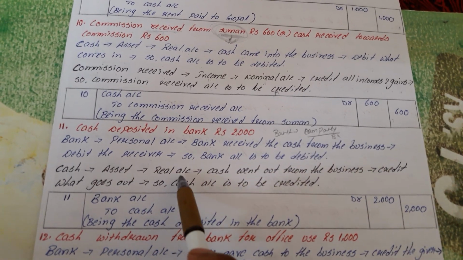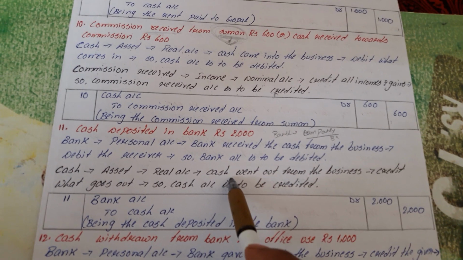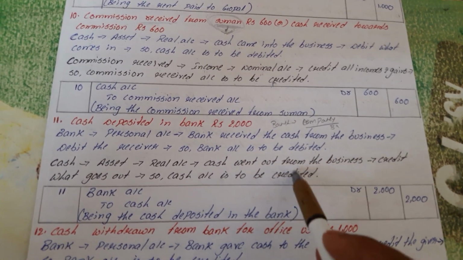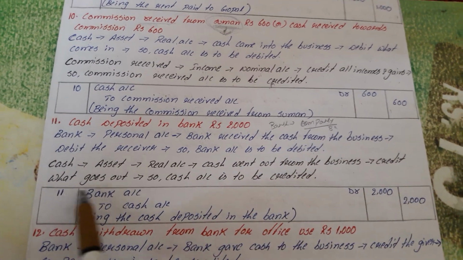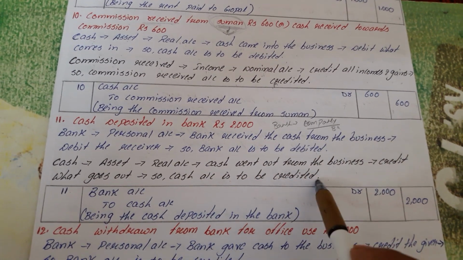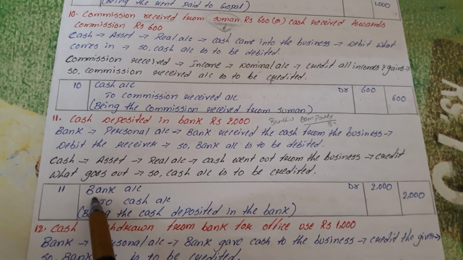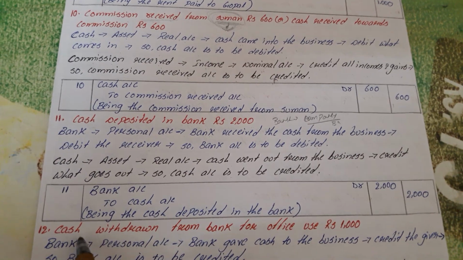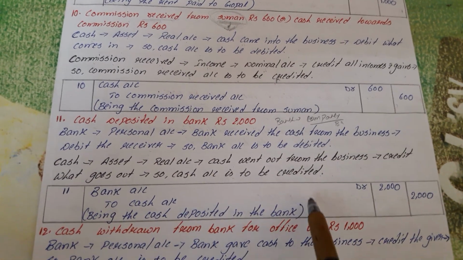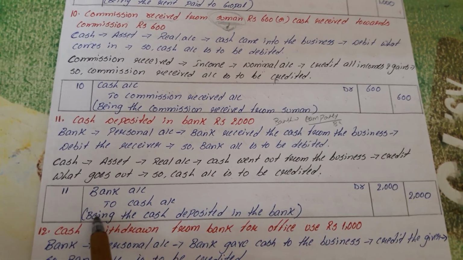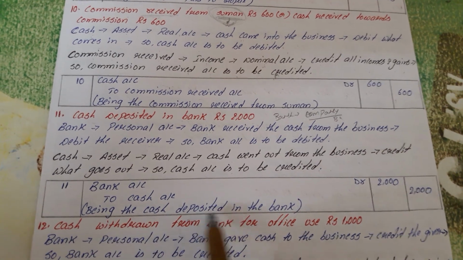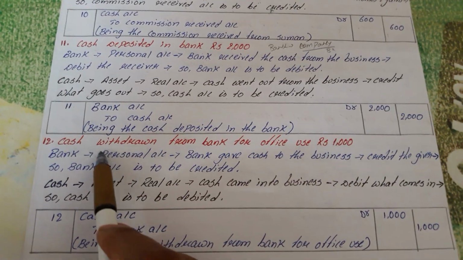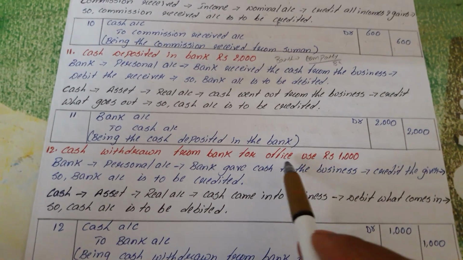Asset means real account. Real account means we ask whether cash has gone out from the business. When we deposited into the bank, cash went out from the business. So credit what goes out. So the cash account is to be credited. So the entry will become bank account debit 2000 to cash account 2000, and narration always has to be in open and close brackets, and the word has to begin with 'being': being cash deposited into the bank.